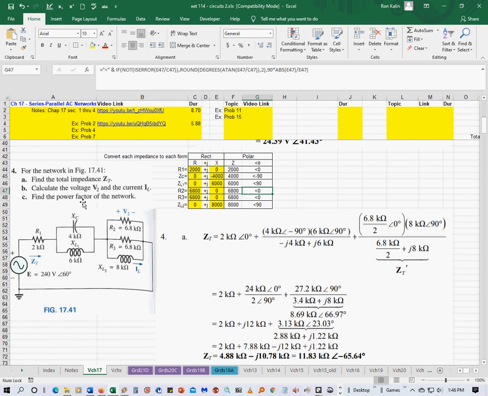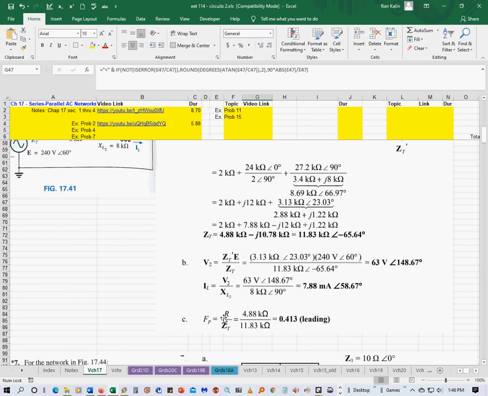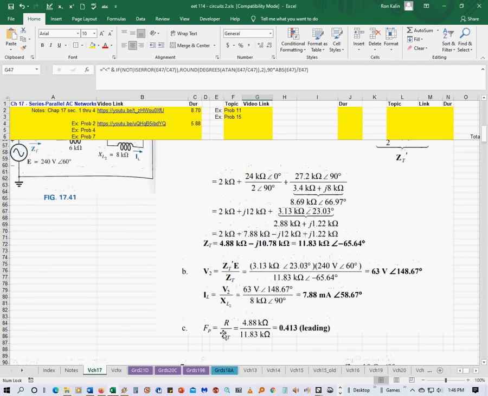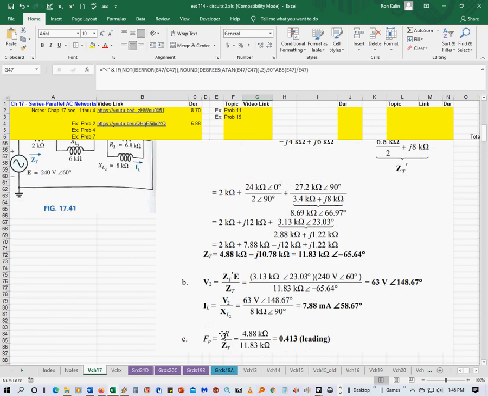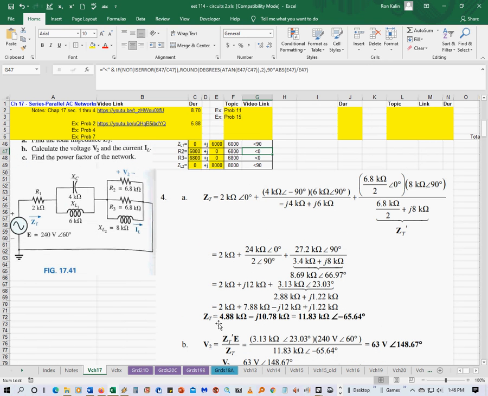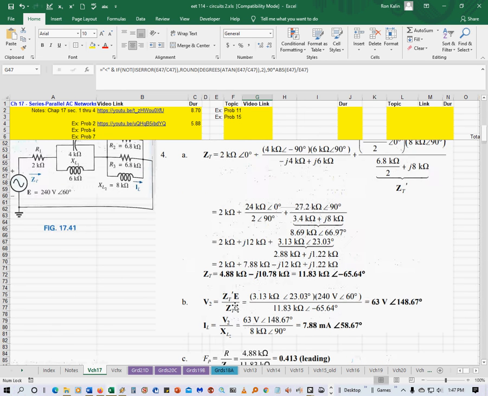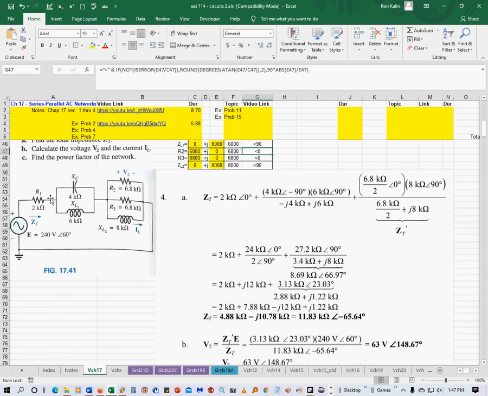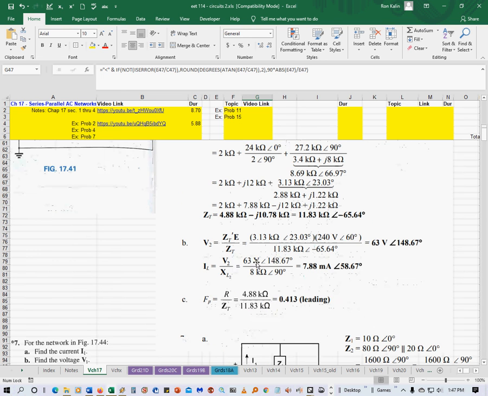The last part is find the power factor of the network. To find the power factor of the network, another formula that they have is to take the total resistance in the network and divide it by the total impedance in the network. So the total resistance in the network. Now you might be tempted to start looking at these resistors and try to figure out what your total resistance in the network is going to be. But you already figured that out, because here's your total impedance in the circuit right here.